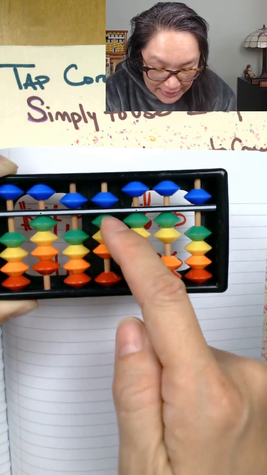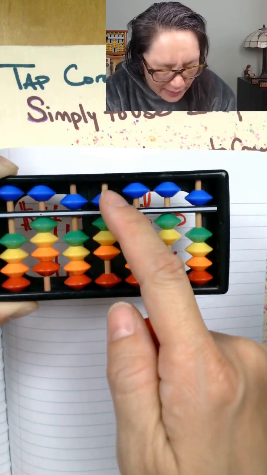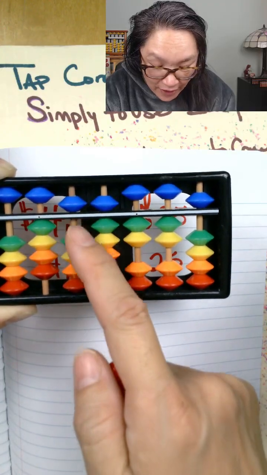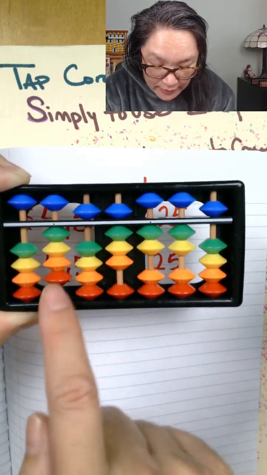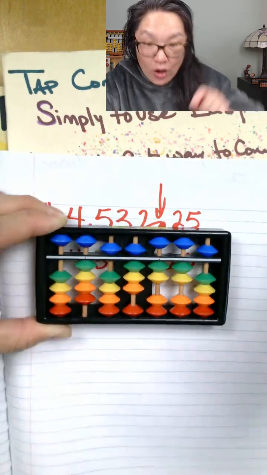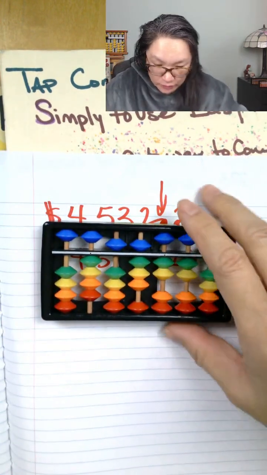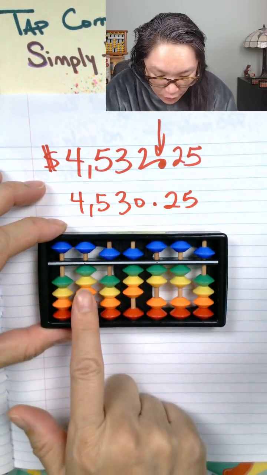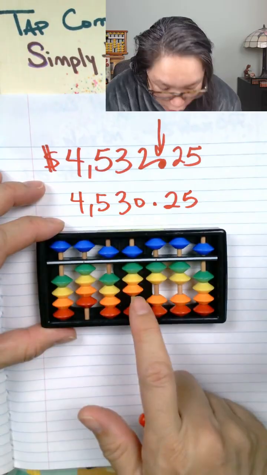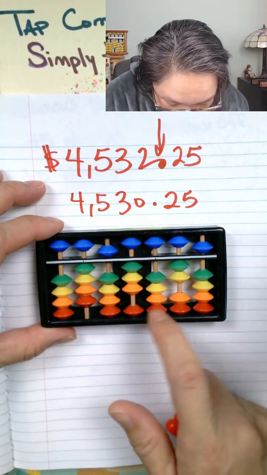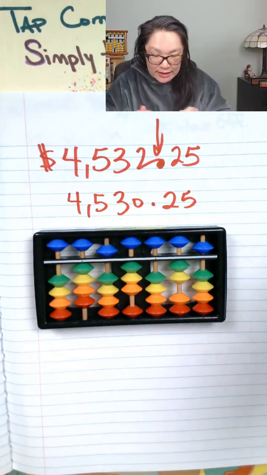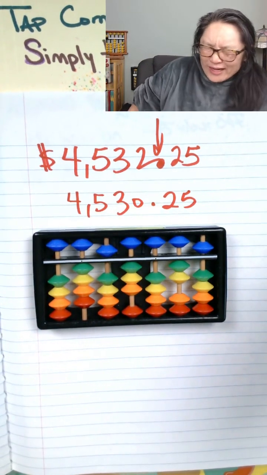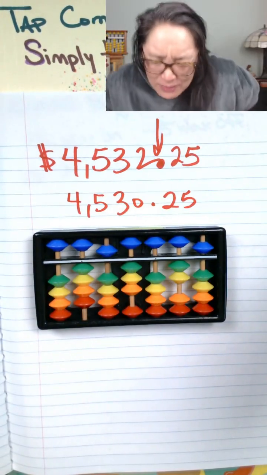Right now, because I added the 5 to the 3, that made me 8. This is 5 only, and then this is 4. Okay, great. So this is the place value. This is 4,530, and then 25. So just like we write on the abacus, we can write, the abacus mimics how we write.